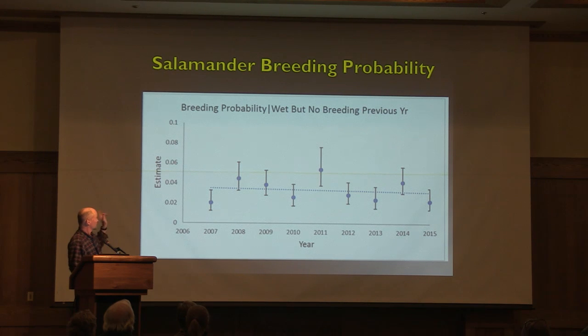Breeding probability, given that the wetland was wet but didn't have breeding the previous year, is extremely low. There's very little chance that those sites are going to be colonized. Why is that? That's an interesting question. We probably should try and figure out what's going on with those sites.